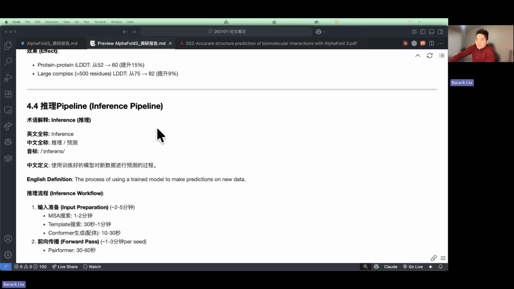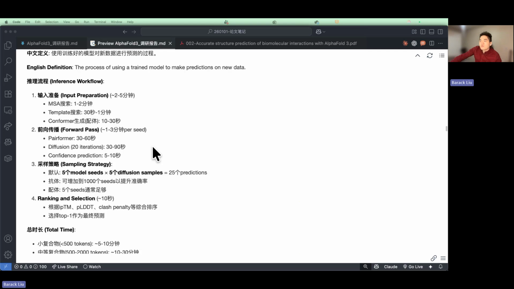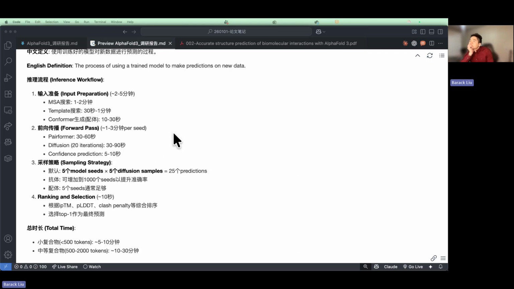Inference pipeline. Inference is the process of using a trained model to make predictions on new data. Inference workflow: input preparation, forward pass, sampling strategy, ranking and selection.